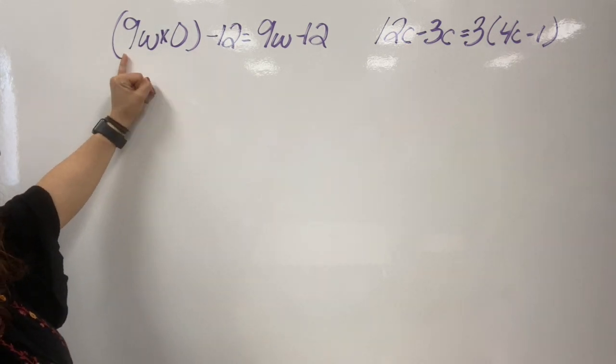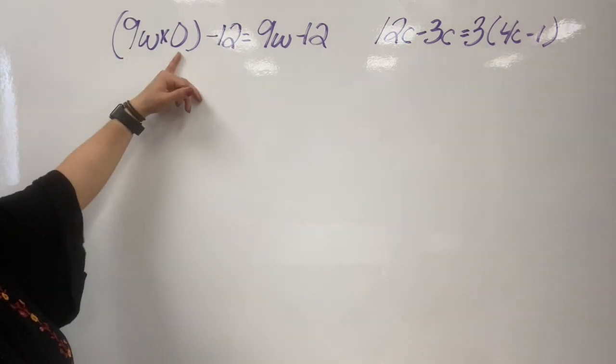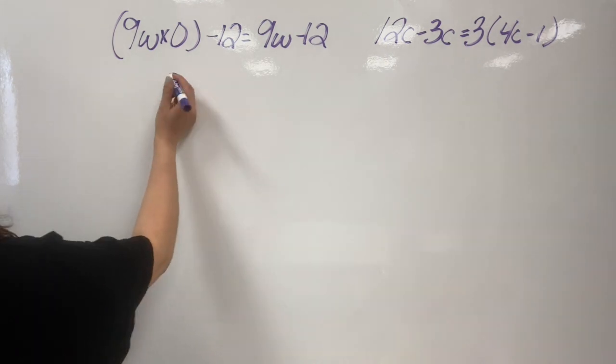Now, all we have to do is do 9 times 0. Gives us 0.